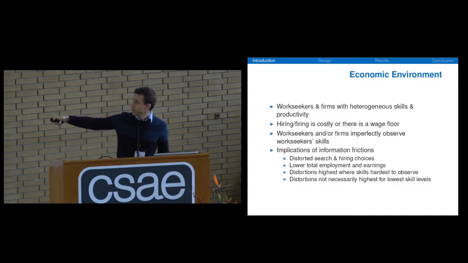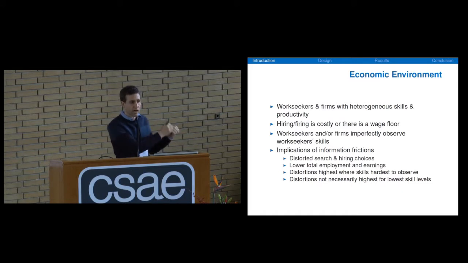These distortions are going to be highest where skills are hardest to observe. And we're going to argue that that's particularly true for young work seekers. So if you're a young work seeker who doesn't have an established set of work experience in which you've learned about your own skills and in which you're able to signal those skills to firms by using reference letters from past employers or by just showing that you have a job track record, you're going to be hurt most by these distortions. It's not the case that work seekers who have the lowest skills are going to have the most distorted employment outcomes. Depending on exactly how you specify the model, it can be the case that work seekers with very high skills have the biggest drop in employment as a result of these frictions, or work seekers with lowest skills. That's not something that follows from the model, but that's something we can look at in data.